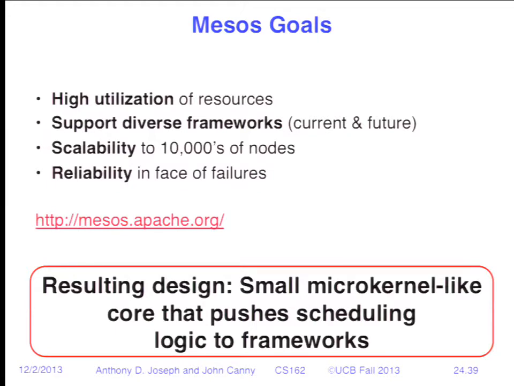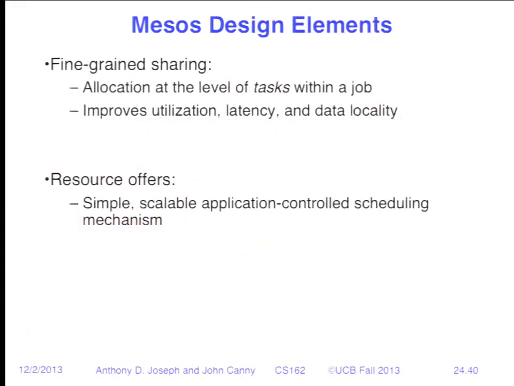So there's two key design elements in Mesos. The first is fine-grained sharing. We do allocation at the level of tasks within a job. And this allows, as I'll show in just a moment, us to improve utilization, latency, and that question that we had earlier in the class, data locality.